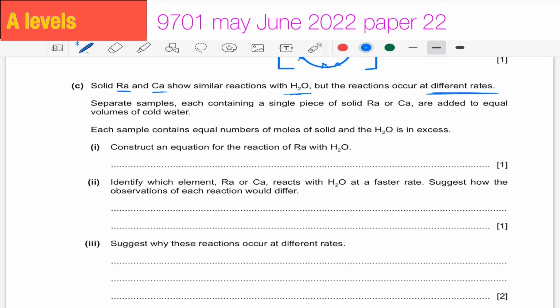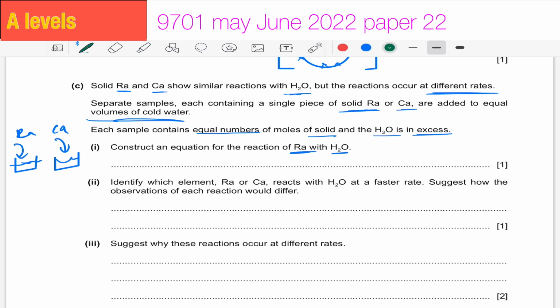Separate samples each containing a single piece of solid radium or calcium are added to equal volume of cold water. So we have two different samples, and in both the samples we have equal volume of cold water, and in one sample we have added radium, and in the other sample we are adding calcium. Each sample contains equal number of moles of solid and the water is in excess. So moles of calcium and moles of radium are same. Construct an equation for the reaction of radium with water.